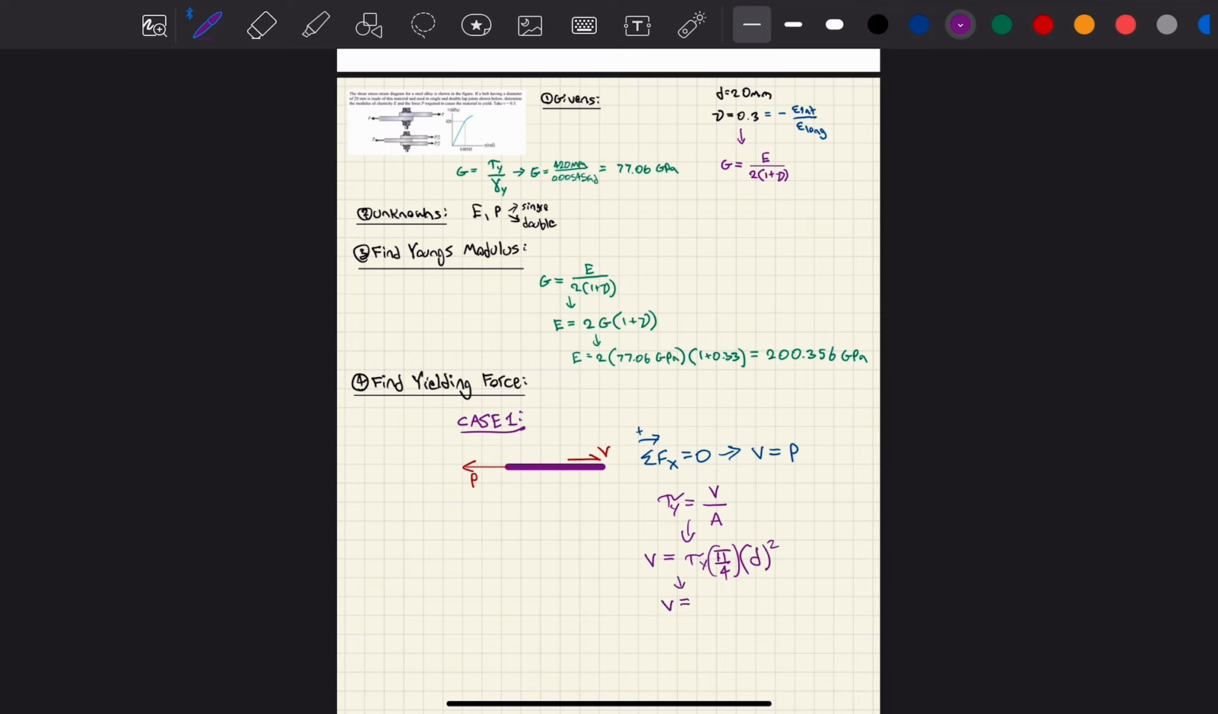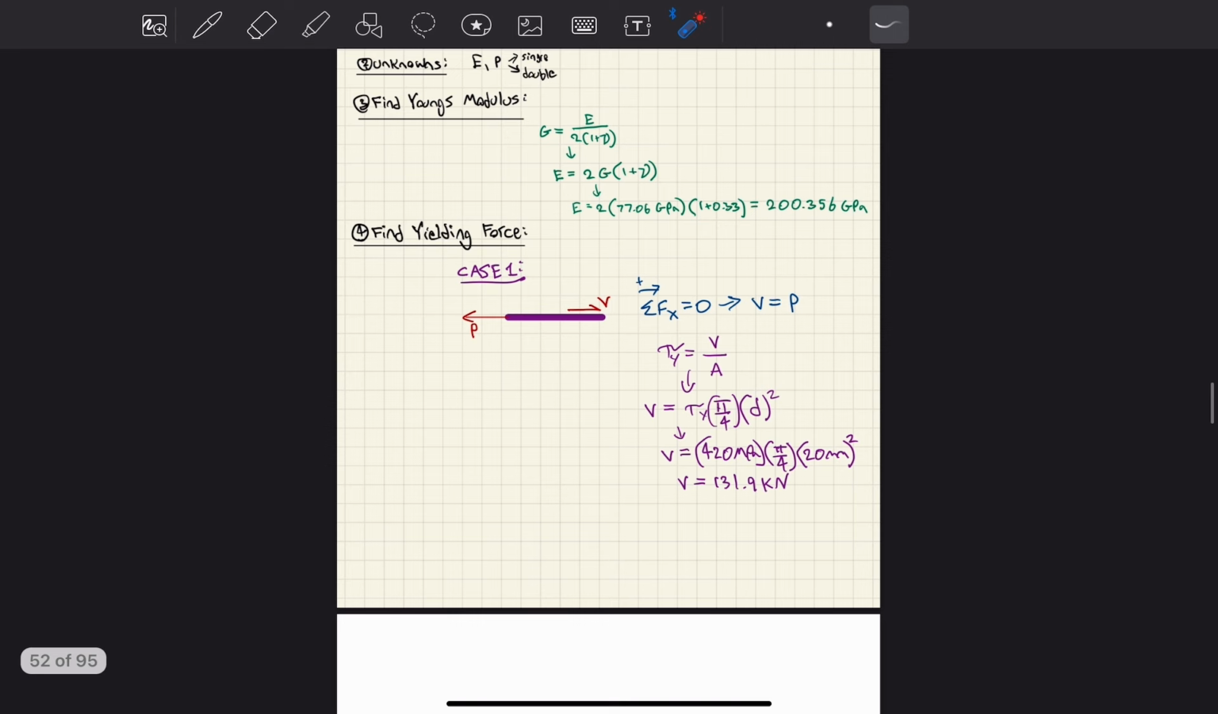You're going to end up getting the shear force, for this first case, 420 megapascals multiplied by pi over 4 multiplied by the diameter squared. You're going to end up getting that the shear force for the single lap joint has to be 131.9, I'm going to convert to kilonewtons, 0.9 kilonewtons. And this is, as we know, V is equal to P. Okay, perfect. We can look at case 2 now.